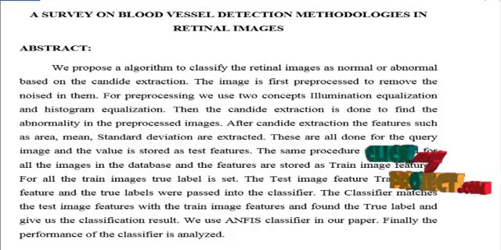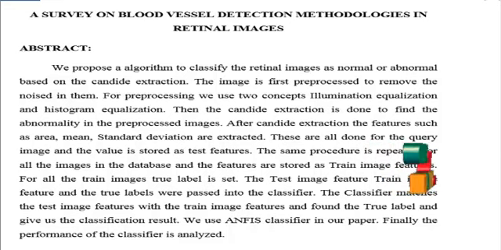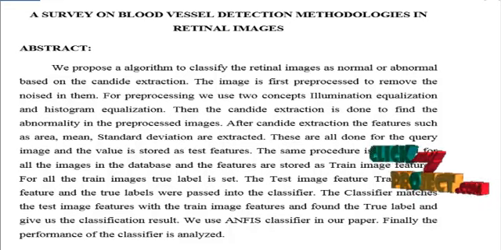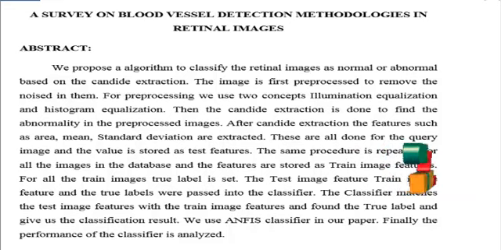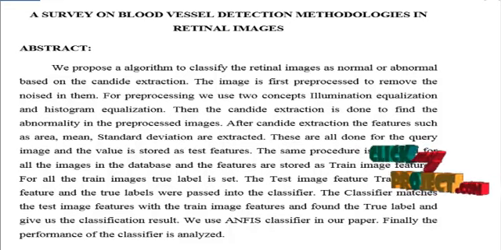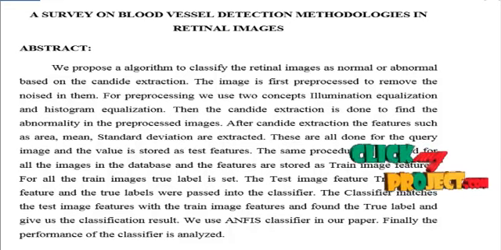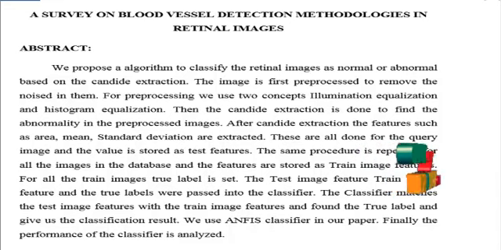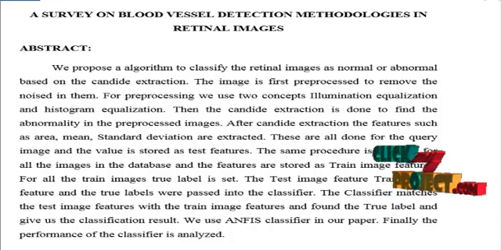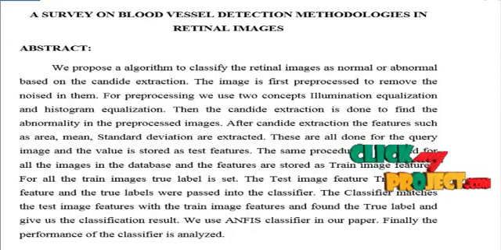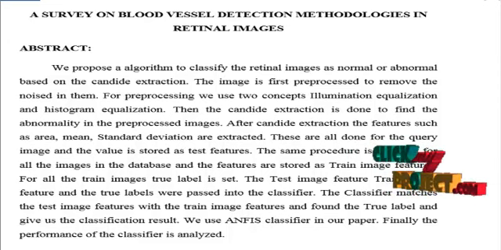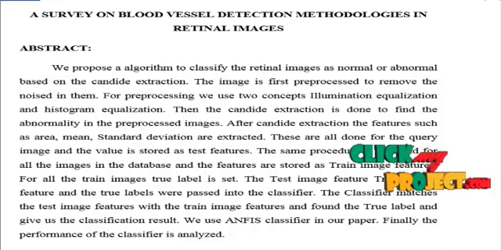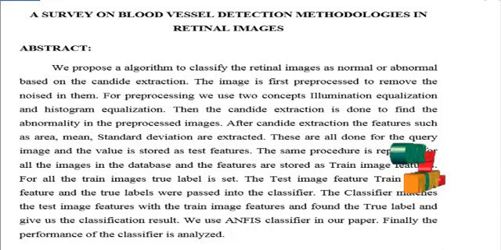The images were first pre-processed to remove the noises in them. For pre-processing, two concepts, illumination equalization and histogram equalization, were employed. Then the candidate extraction is done to find the abnormalities in the pre-processed images. After candidate extraction, the features such as area, mean, standard deviation were extracted.